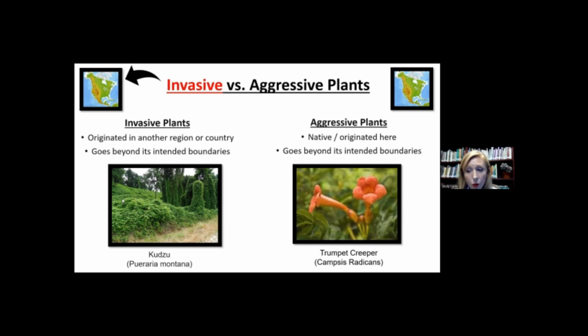You will often hear the word, unfortunately, misused, invasive, when referring to native plants. We should limit our use of that word invasive to any plant that originated outside of North America or a specific region and is also considered a pest.